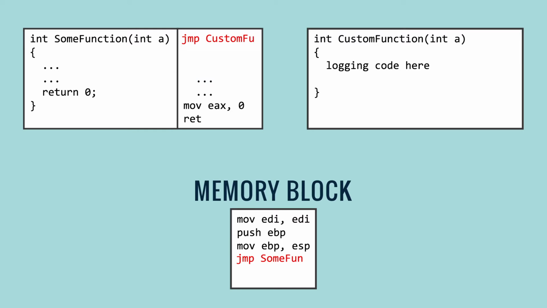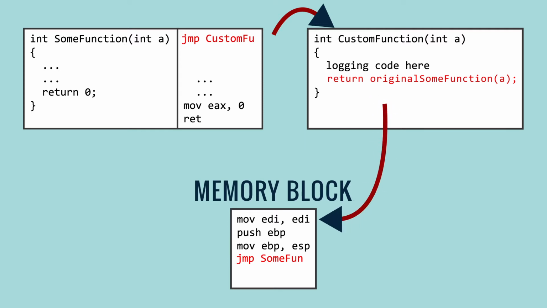In the custom function, we need to call the original function without triggering the hook. We do that by executing the bytes on the allocated memory block. When the function is called, the call will be redirected to our custom function. The logging code will get executed and the control will jump to the allocated memory block. The jump at the bottom will redirect us to the original function. In this way, we will avoid executing the jump at the top and properly call the original function without crashing the program. Let's take a look at an example.